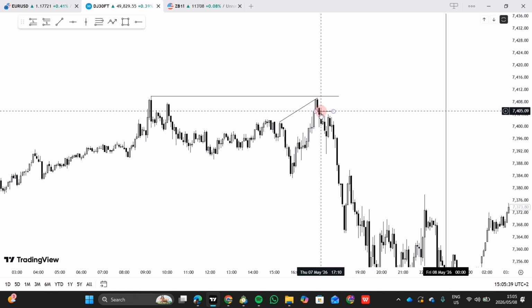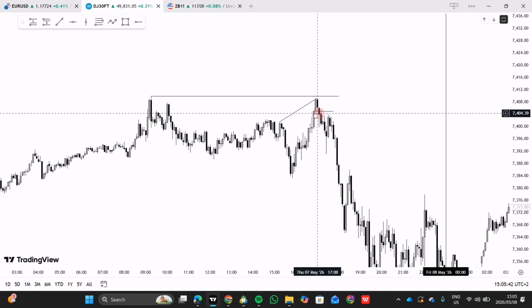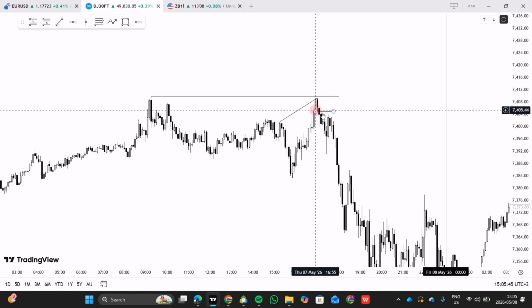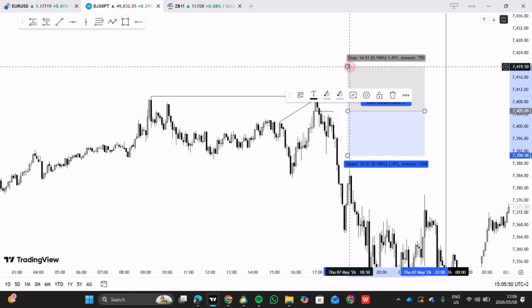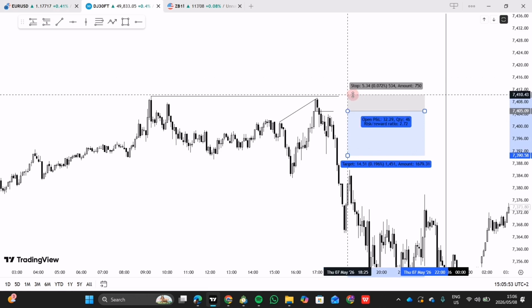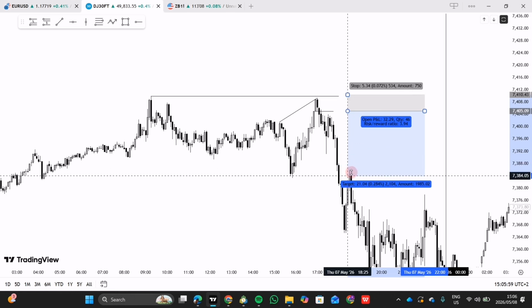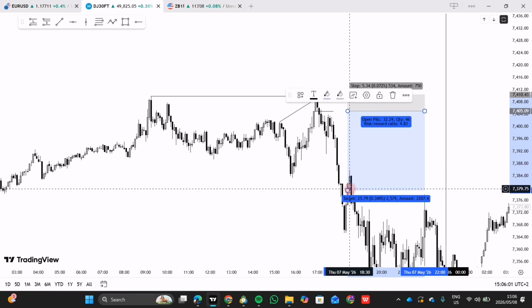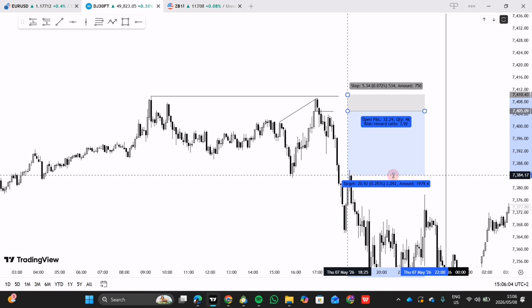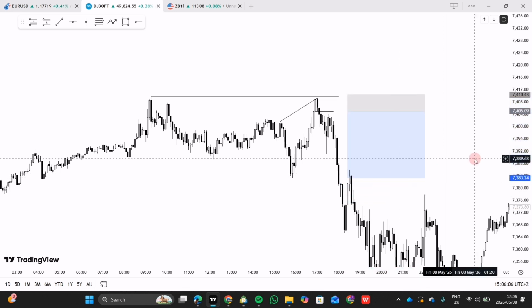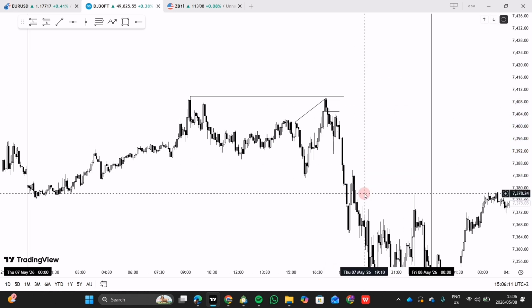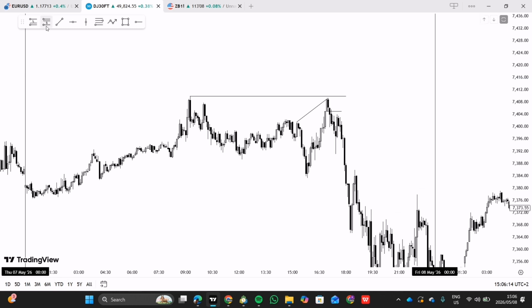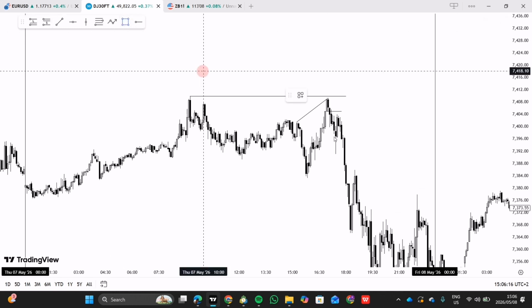So you could have taken your entries right over there, breaking below this order block, entered your trade right over there on that line, put your stops above, and then you could have aimed for a 1:4 RR right over here. And that's where I exit my trades yesterday, okay? Target a 1:4 RR right there, but I entered my trades on this inverse fair value gap right over here.